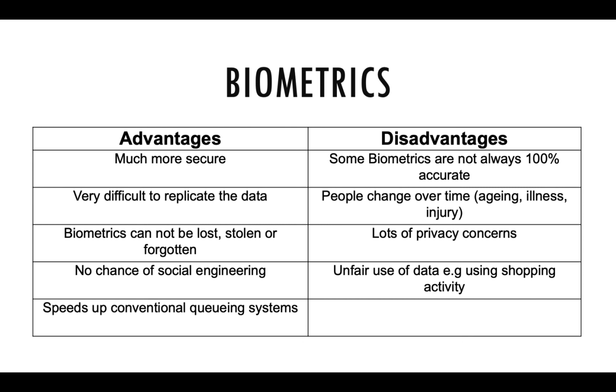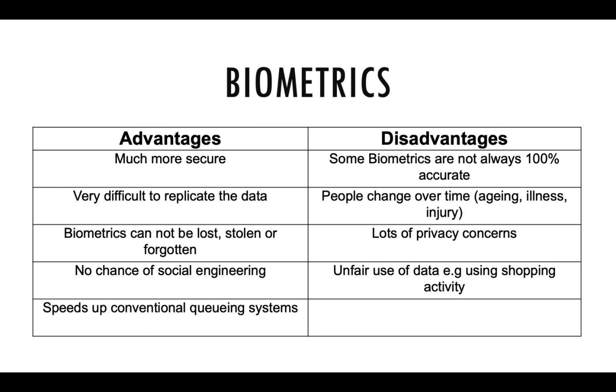There are a couple of disadvantages also. Some biometrics are not always 100% accurate. Some biometrics even have a range of accuracy that is accepted or not accepted. You might have seen this on your phone when you try and use your face and it can't quite work out who you are, or it tries to use your fingerprint and it can't work out that it's yours, so then it'll ask for a passcode. People change over time as well. Things like aging and illness can change your physical appearance, and you can get involved in serious accidents and get serious injuries. For example, if you lost an arm, you couldn't use your fingerprint.